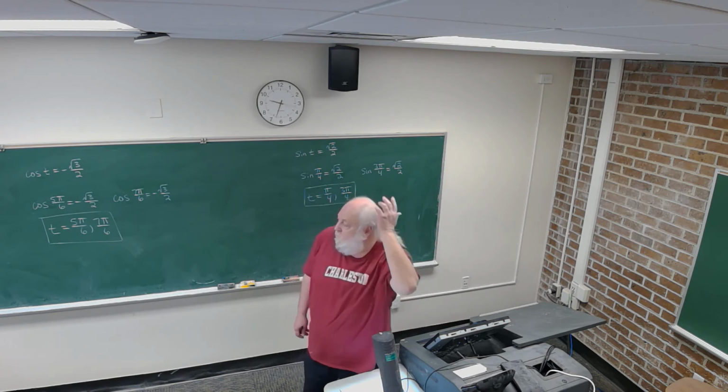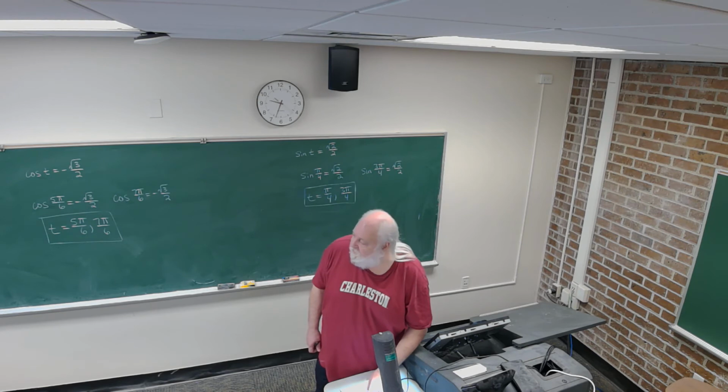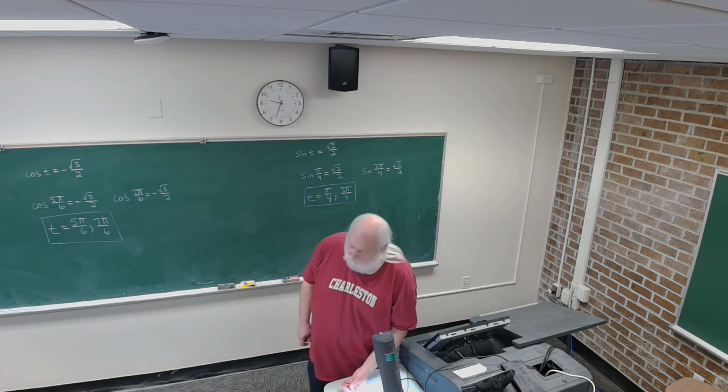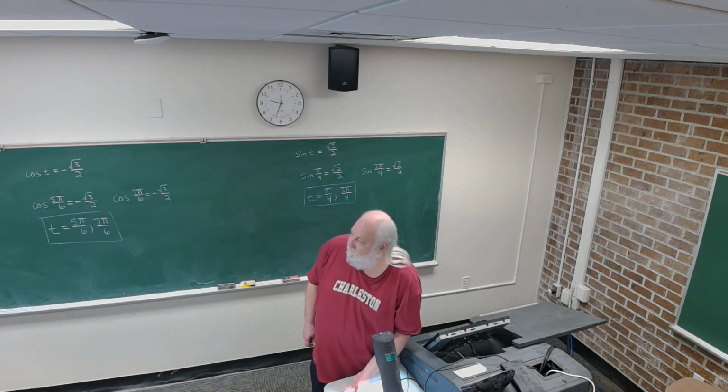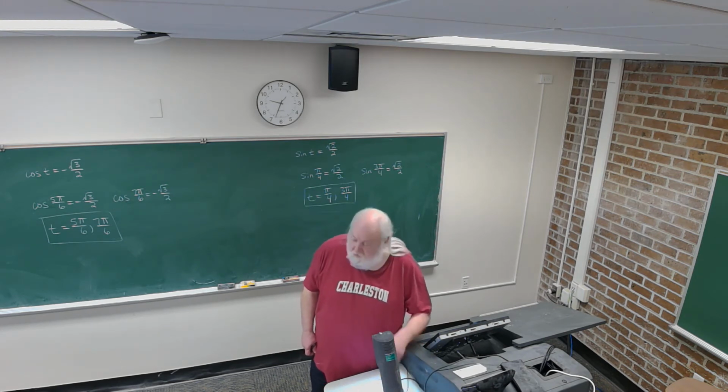And we noted already that the sine function is an odd function, and odd functions have origin symmetry. And so if you turn the graph upside down, you get the same graph for the sine function. So that's what the graph of the sine function looks like.